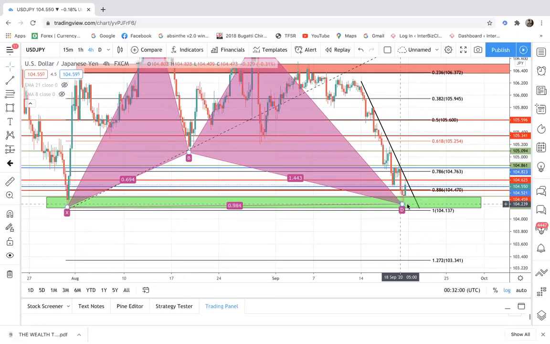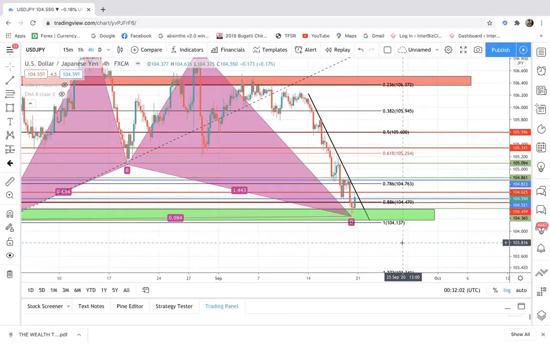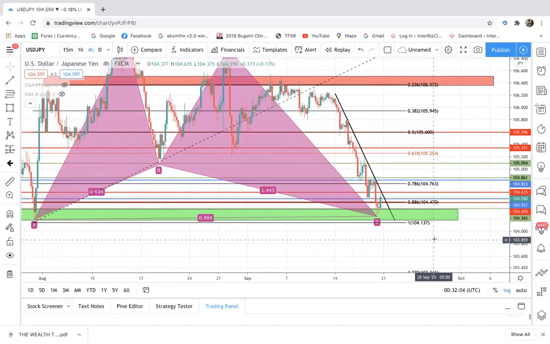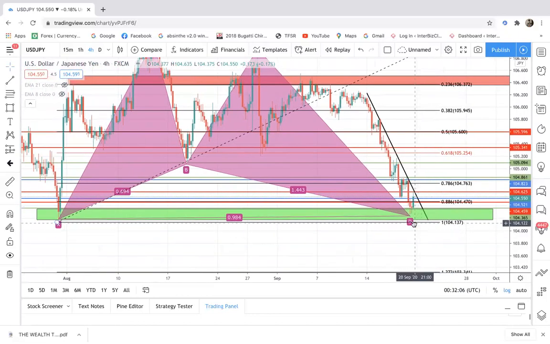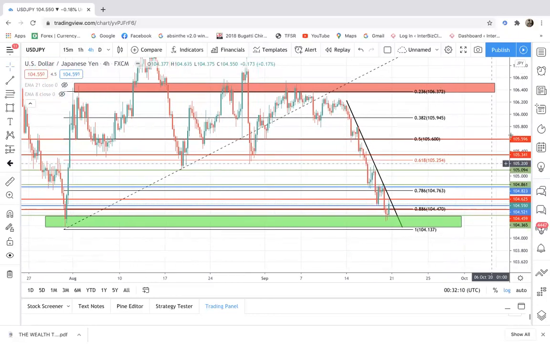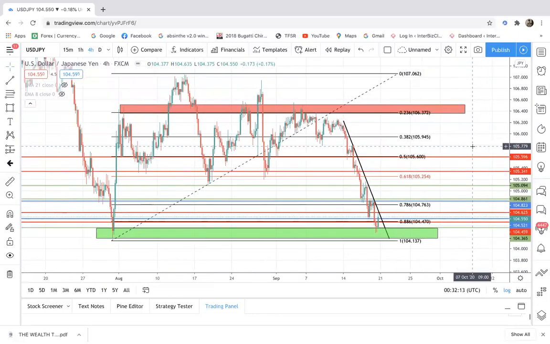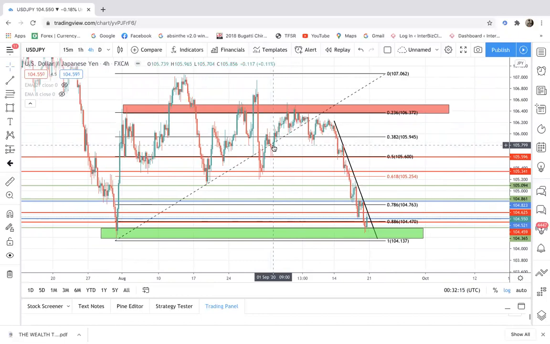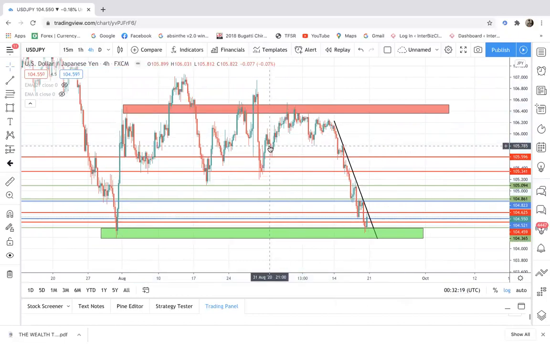All right, so when you put that all into consideration, now is the time where you start to look for an entry, right? So when you play in the harmonics, the support and resistance, the supply and demand zones and the trend lines, now it's up to you to decide where you want to find your entry.